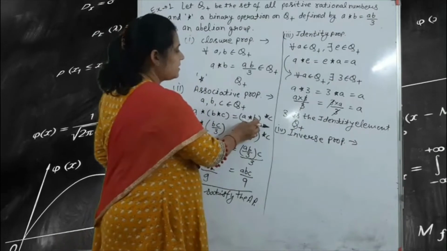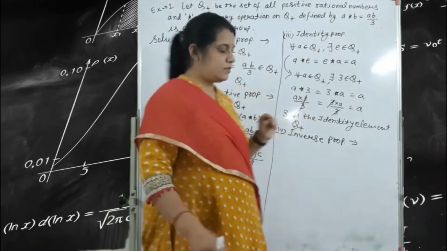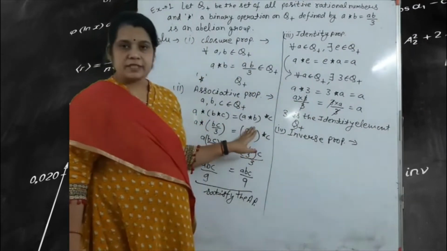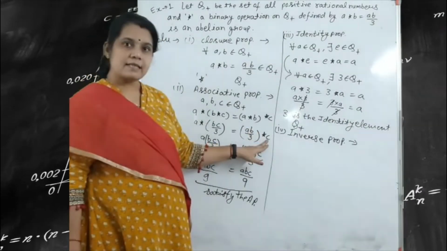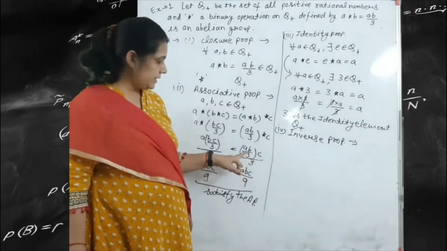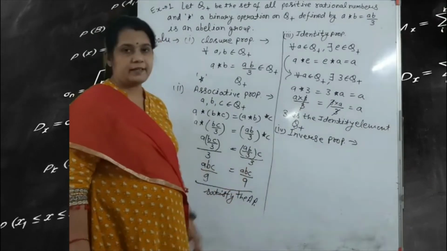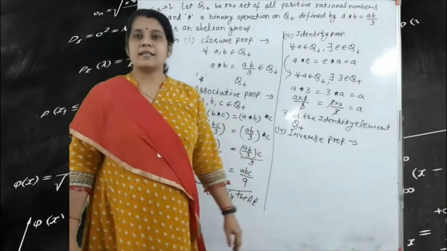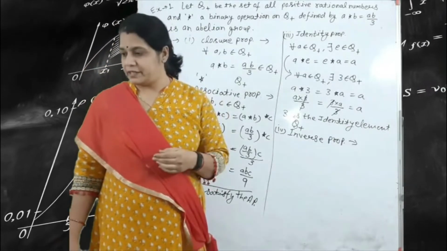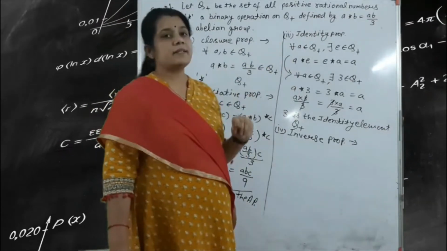So A star B, that means what is it? Defined by A star B is equal to AB by 3. So here we write AB by 3 star C. So this is one unit, AB by 3, and this is the next unit. So A star B, that means AB by 3 into C by 3, that means ABC by 9. So LHS and RHS are equal, then we can say that this satisfies the associative property. Okay, next one is the identity property. So what do you mean by the identity property?